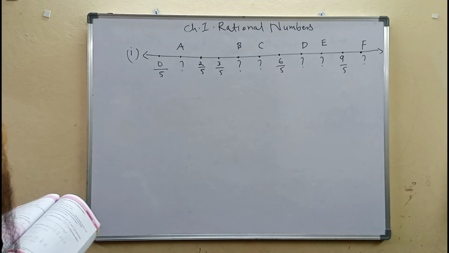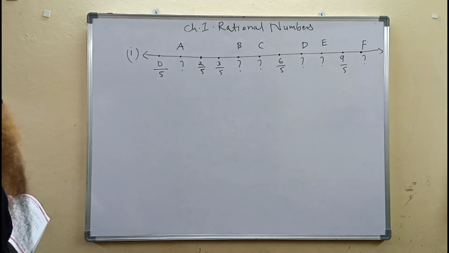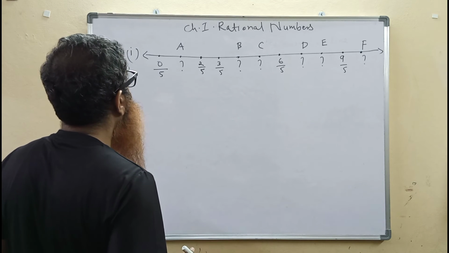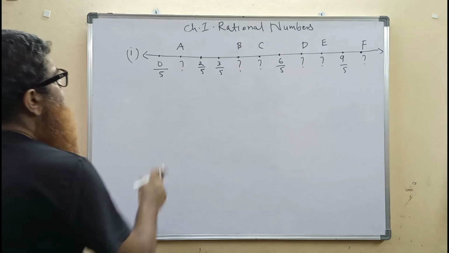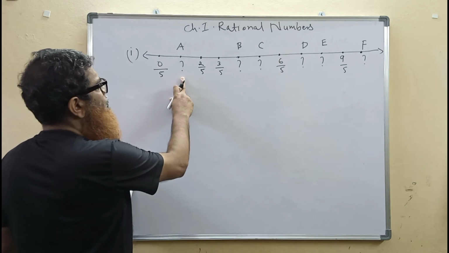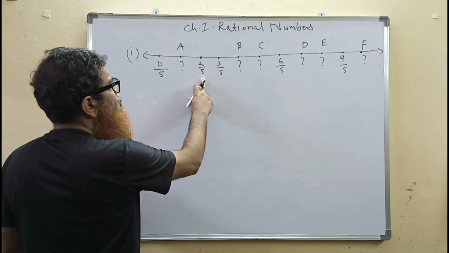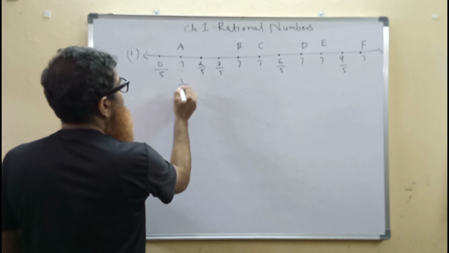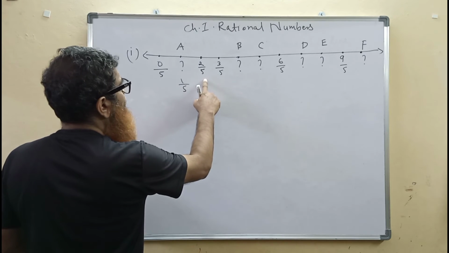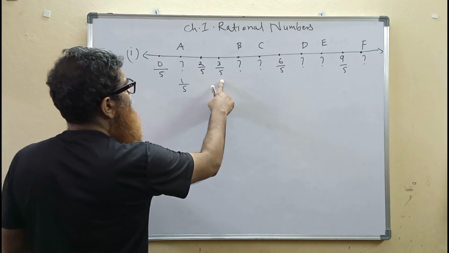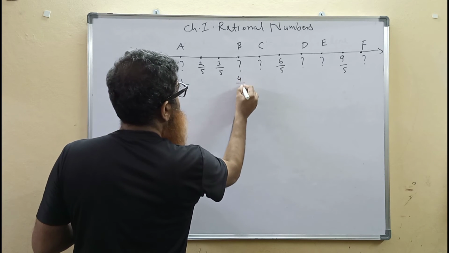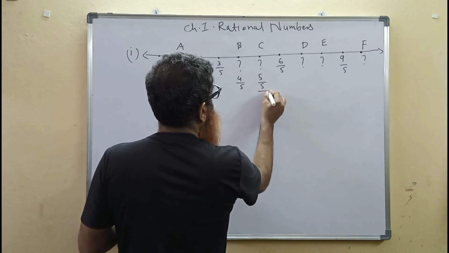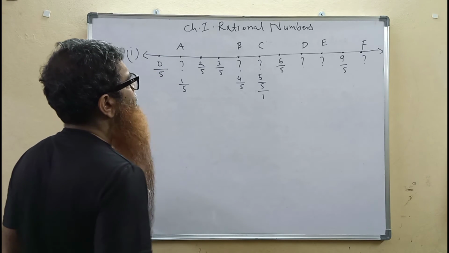Here you can see 5 is the denominator, so it would be 5 equal parts beginning from 0 by 5. Next, the second number given is 2 by 5, so the number which lies in between will be 1 by 5. Then 3 by 5 is given, so obviously the next one will be 4 by 5. Then the next will be 5 by 5, that means it is 1.